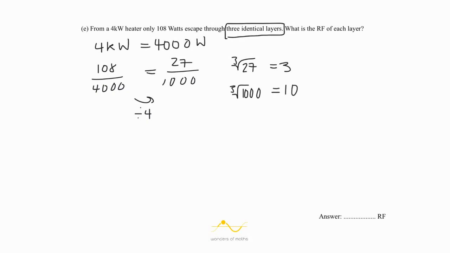is 10. This means that our fraction for each layer, instead of all 3, is 3 over 10, which is the same as 30%. If 30% is being let through each time, that means that our layers are keeping in 70% of our watts. If 70% is being kept in, we know that each layer is a 70 RF layer. And that's our final answer, 70 RF.